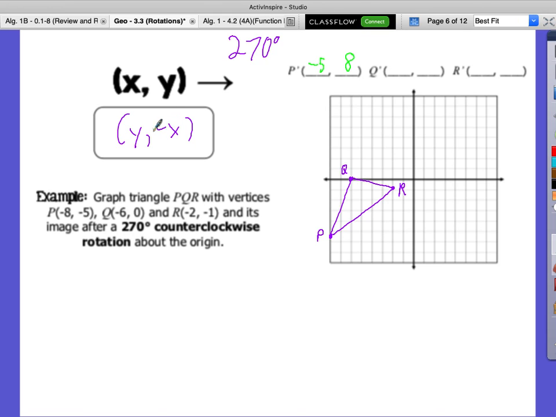Because we have to take the negative of it. So the negative of negative 8 is positive 8. You just said that 5 is x. Negative 5 is our new x, because it was the y.